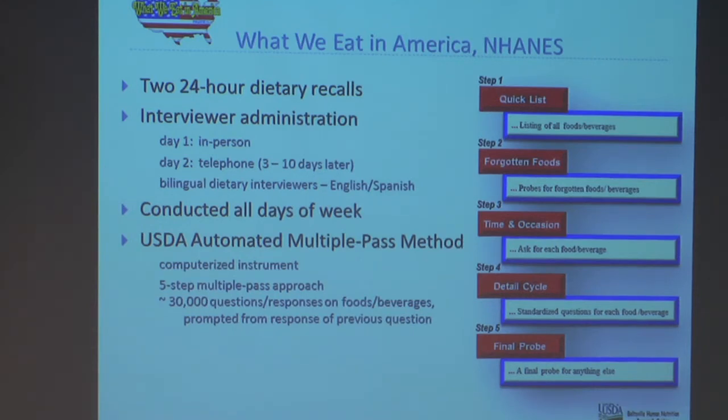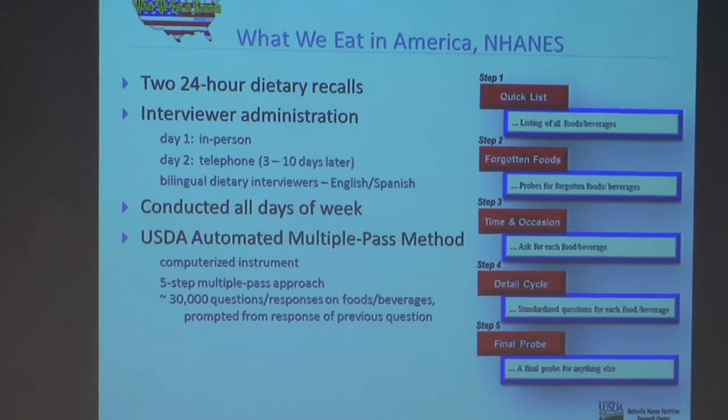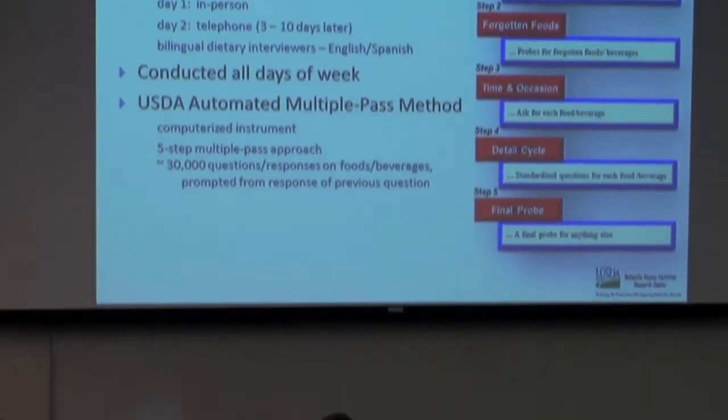For each of these 5,000 individuals, we collect what we call 2 24-hour dietary recalls. A dietary recall is a method for determining everything an individual ate and drank over the past 24 hours. We do that through trained interviewers who sit across a table from the respondents and ask them in excruciating detail, I think, everything they ate and drank over that past day. We do 2 recalls, as I said. The first one is done in person. The second one is done by telephone about 3 to 10 days after the first one's done.